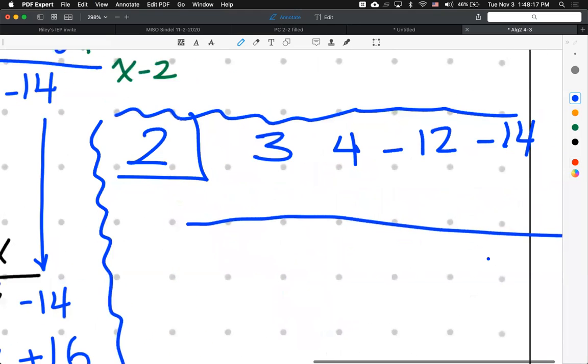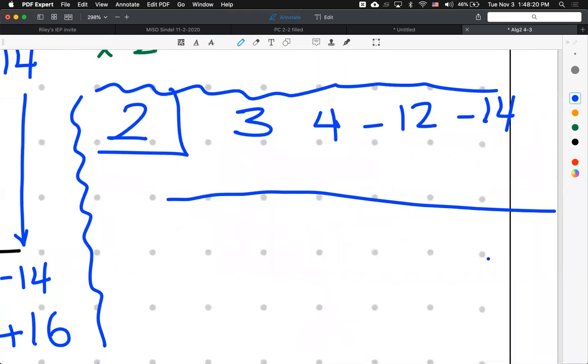Now that we have synthetic division all set up, I need someone else to tell me how to do at least a few steps. What's the first step? Jessica seems like she knows. Go for it, Jessica. What do you do with that 3? You go straight down and it's still the 3. Next step, Jessica, how do I get diagonally up and to the right? What do I do with that 3?